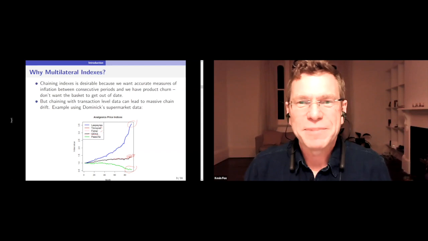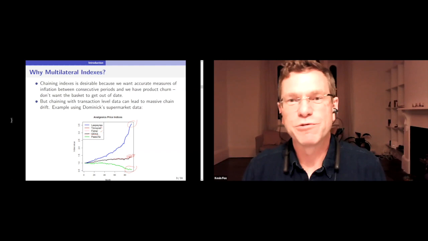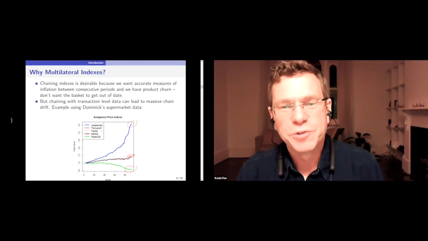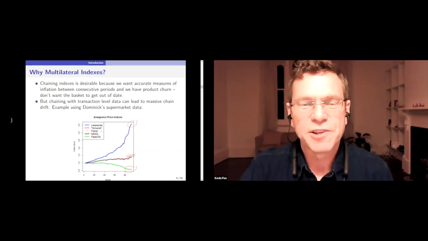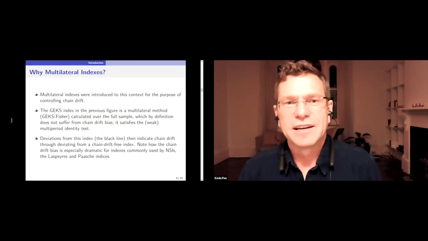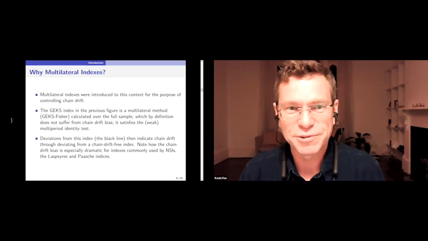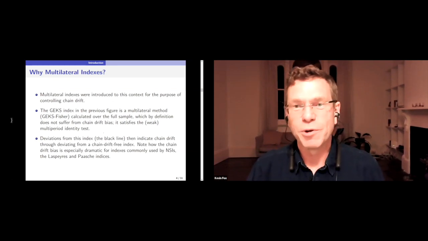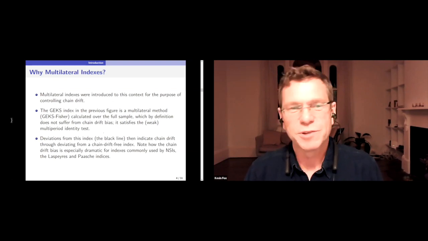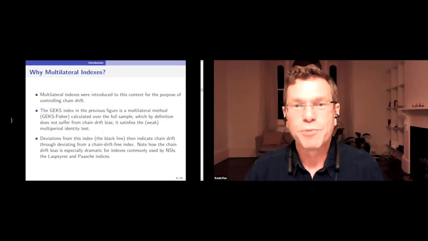And basically what's happening here is this: we want to try and control this explosive behavior called chain drift. And we can do that using multilateral indexes like the GEKS multilateral method. So in this context, multilateral indexes were introduced for the purpose of controlling chain drift. The GEKS index in the previous figure, known as a GEKS-Fisher index, is calculated over the full sample of data, which by definition does not suffer from this chain drift bias problem.